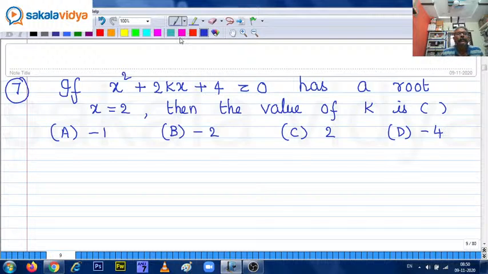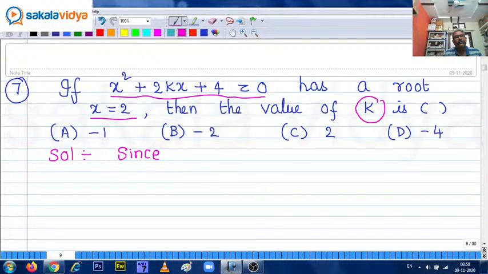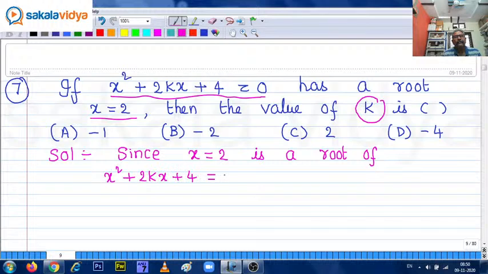Okay, let us do. See, x square plus 2kx plus 4 is equal to 0 has a root x is equal to 2. Then the value of k we need to find out. So that means here solution, since x is equal to 2 is a root of x square plus 2kx plus 4 is equal to 0. That means this must satisfy this equation. So in the place of x, 2 substitute.